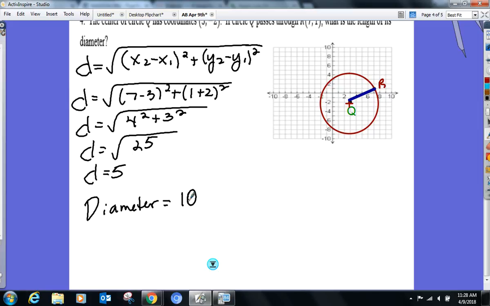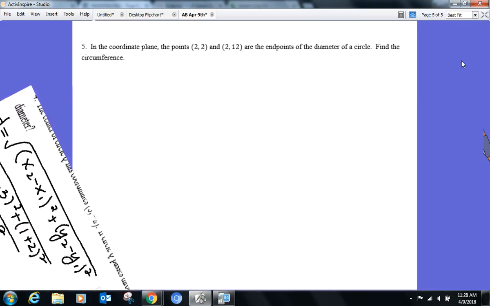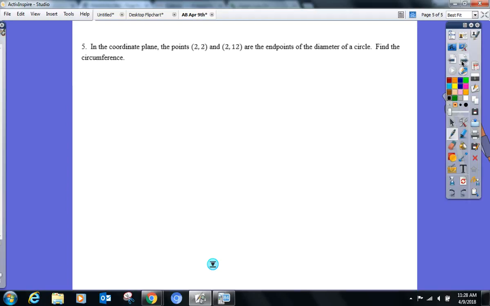What else could I ask you to find instead of the diameter length? What have we been talking about today? Circumference. Oh, speaking of that, here you go. (2, 2) and (2, 12) are endpoints of the diameter of a circle. What's the circumference? You and your group, I'll give you 3 or 4 minutes. Go ahead. I gave you the endpoints of the diameter. What's the circumference? So whatever formula you prefer.